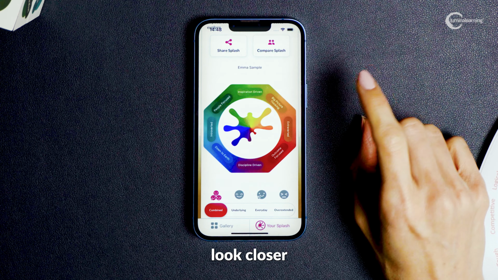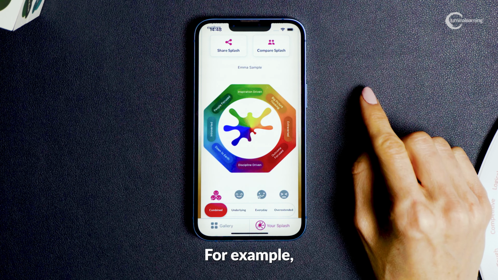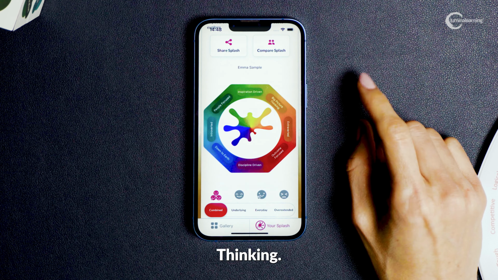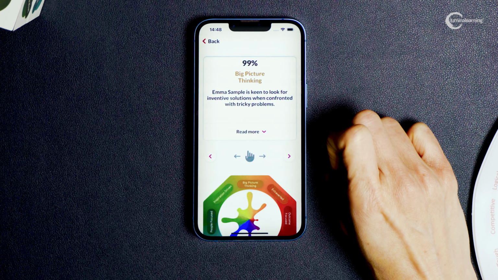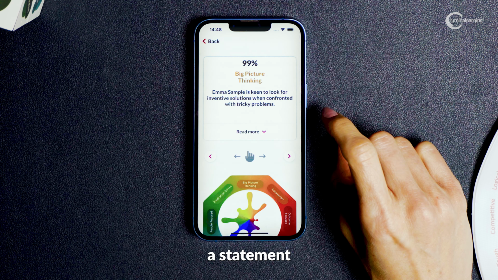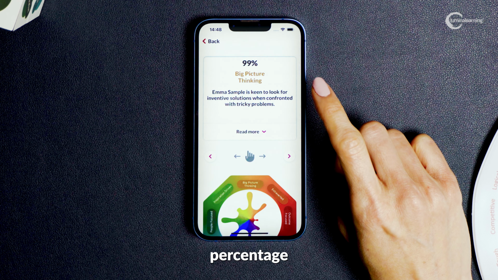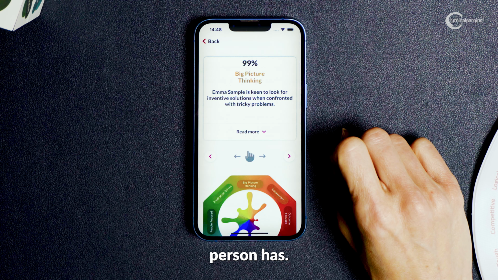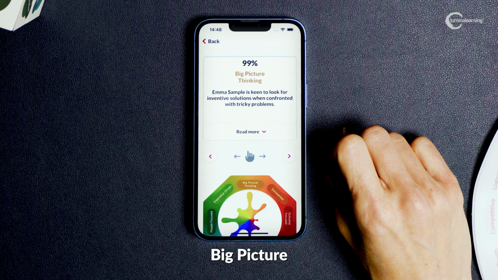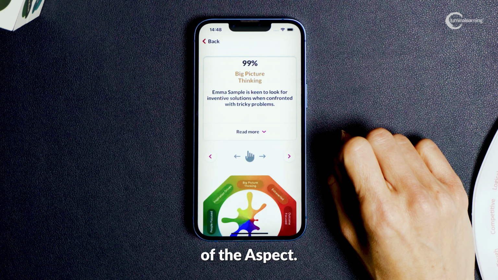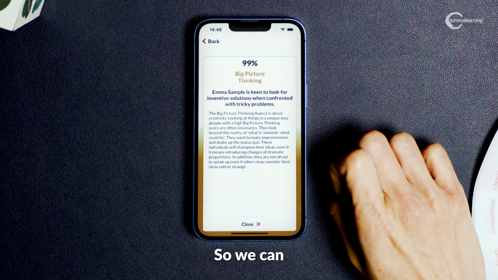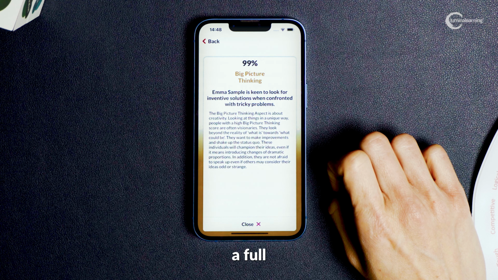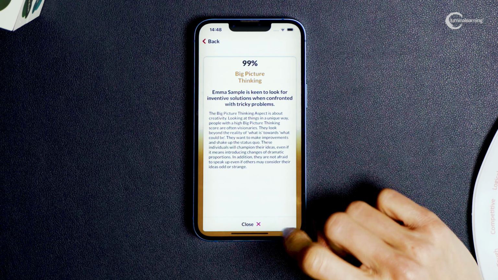So we can look closer at some of the aspects. For example, let's look at big picture thinking. We can click on big picture thinking and we can read a statement and also see exactly the percentage of big picture thinking that this person has. And perhaps we want to remind ourselves of what big picture thinking is in terms of the definition of the aspect. So we can click on read more and it gives us a full definition of the aspect.